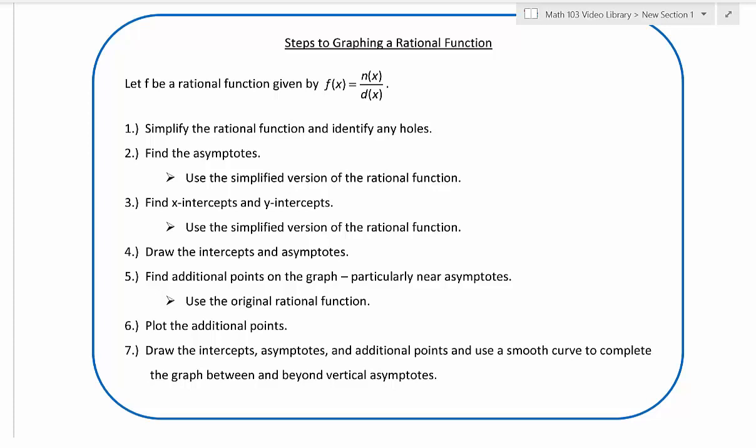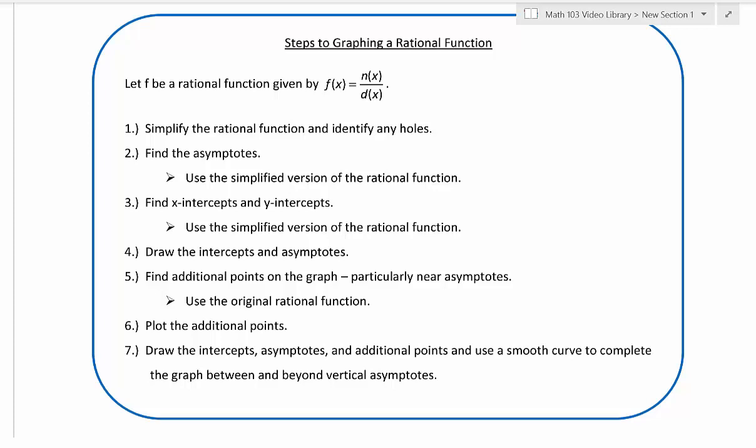After we've simplified and identified any holes, we want to find the asymptotes. Be sure to use the simplified version of the rational function anytime you're finding asymptotes. Next, we want to find the x and y intercepts of the function. Again, be sure to use the simplified version of the rational function when identifying intercepts. Fourth, we're going to draw the intercepts and asymptotes on our graph.